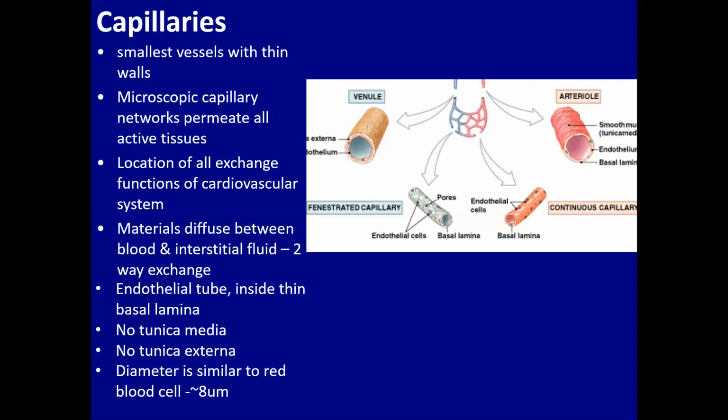So we know that we're going to have diffusion between the blood and interstitial fluid. It's a two-way exchange. You're picking things up and kicking things out. It is an endothelial tube. Has a very thin basal lamina. There's no tunica externa, no tunica media, and the diameter for the majority is close to that of a red blood cell, or approximately 8 micrometers, but some of them are tiny, like 4 micrometers.